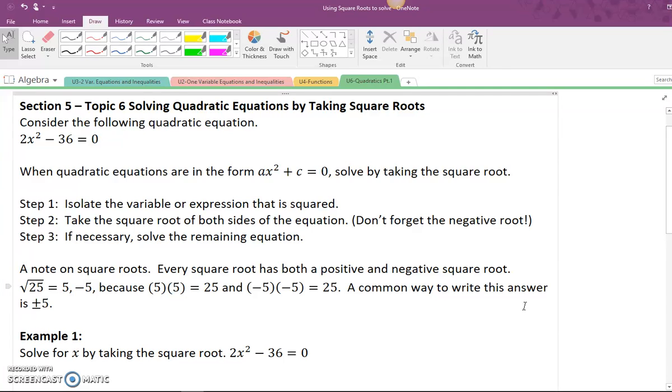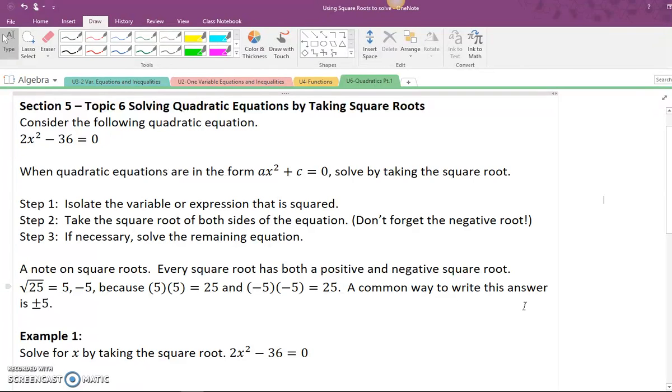Boyd. Today's lesson is on solving quadratic equations by taking square roots. So consider the following quadratic equation: 2x squared minus 36 equals 0. When quadratic equations are in the form of ax squared plus c equals 0, solve them by taking the square root. So step 1, isolate the variable or expression that is squared.